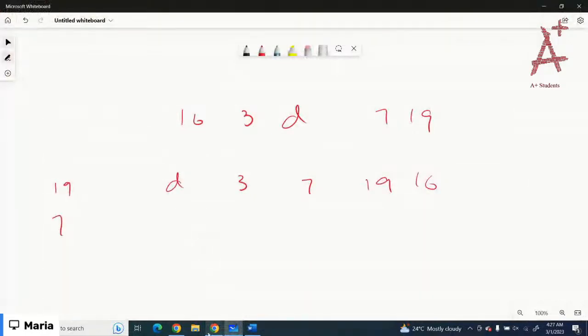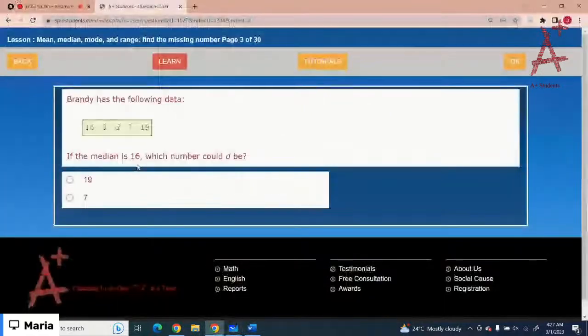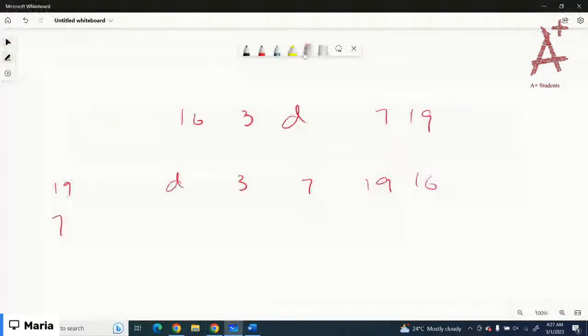In the question you are given, the median is 16. So the median must be the middle number. Here you have 16, and the numbers that are less than 16 are 3 and 7. Here you have 19.